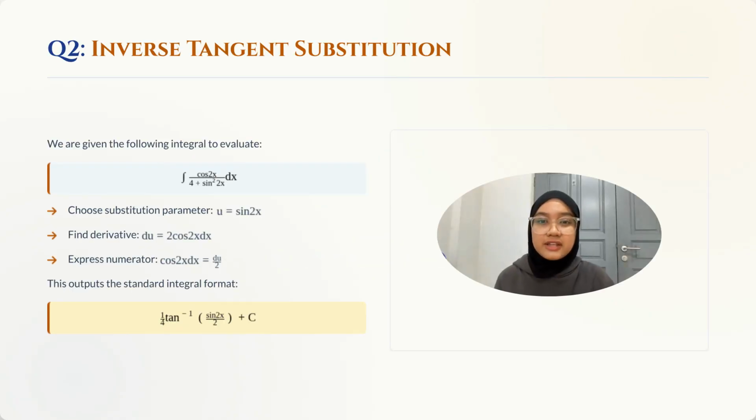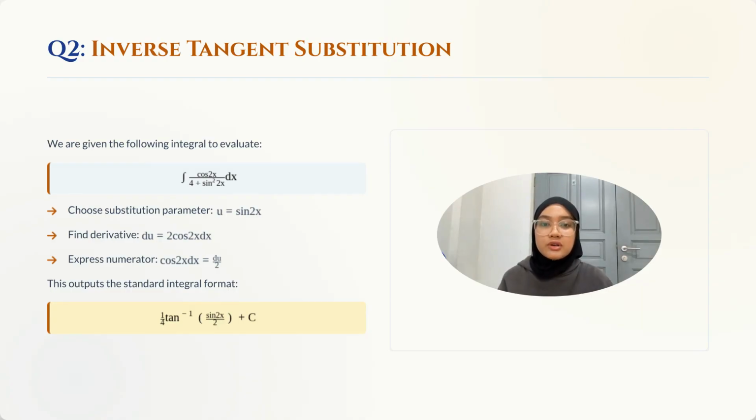Now, let's look at question 2, which requires us to integrate cos 2x over 4 plus sin squared 2x dx using the substitution method. Looking at the integrand, we can see that the derivative of a sine function relates to a cosine function. Thus, we select u equals sin 2x. Differentiating both sides gives du equal to 2 cos 2x dx, meaning our numerator component cos 2x dx can be substituted with 1 over 2 du.